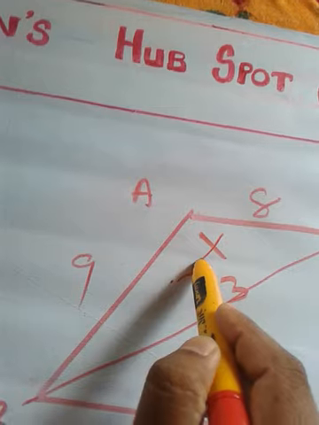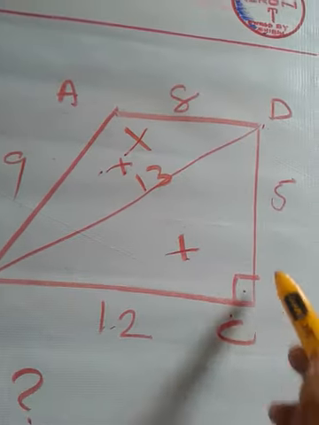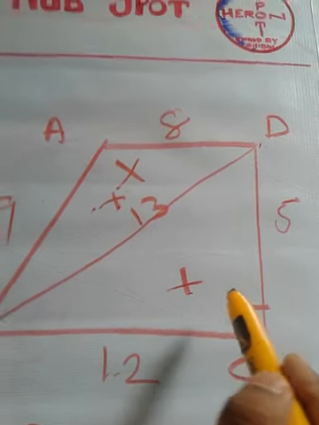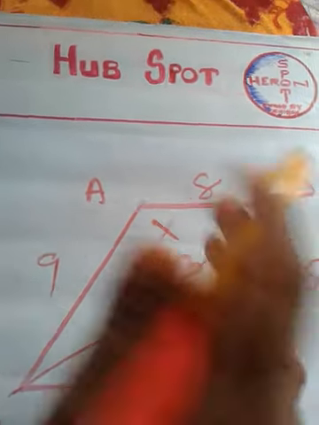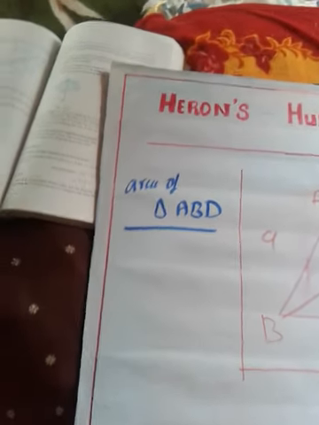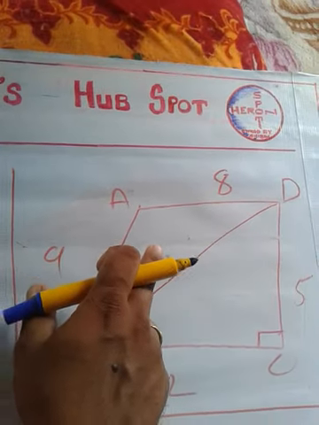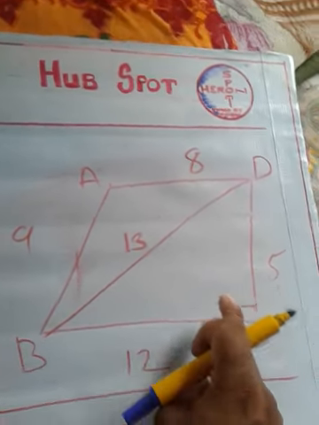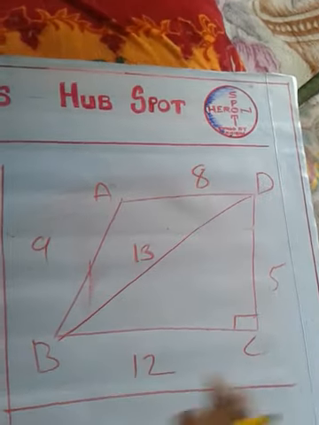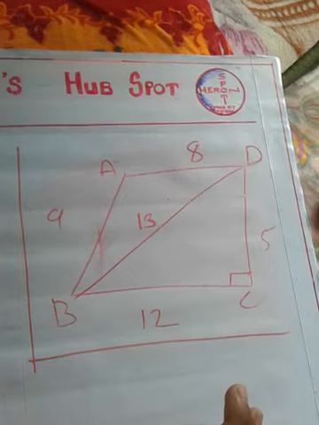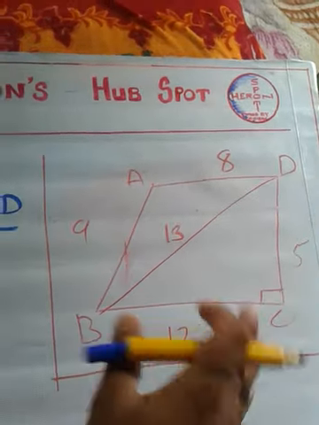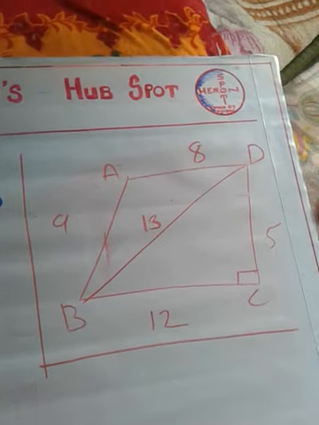Here we can use Heron's formula, but is there any need to use Heron's formula in this triangle? No, because this is a right triangle, so we can use half into base into height. For the other triangle we have to use Heron's formula. So let me calculate the area of ABD first. After calculating the area of ABD, we will calculate the area of BCD. Then after getting the two areas, we will add them, and we will get the area of the entire quadrilateral. This is how we can calculate the area of a quadrilateral using Heron's formula: separate it into two triangles, calculate the area of each triangle and add them.